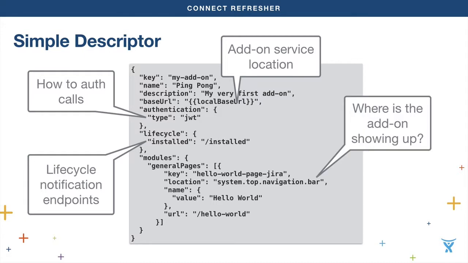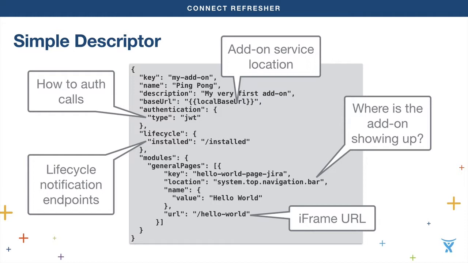And you say where you would like to be surfaced. Where is this add-on showing up? What's the kind of type? Is it a page? Is it maybe a panel? Is it just a link somewhere? This is driven by these modules, and you tell us where the iframe URL is that kind of populates the content. So this is the descriptor describing the different aspects of the add-on, how it's surfaced in JIRA or Confluence.